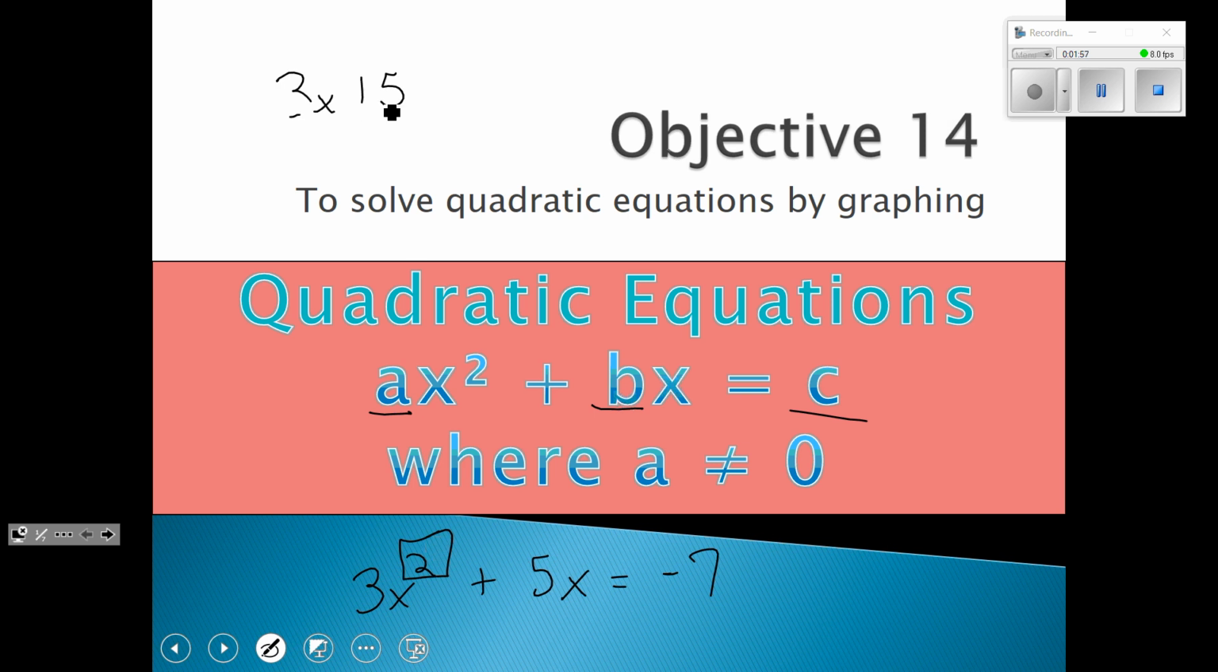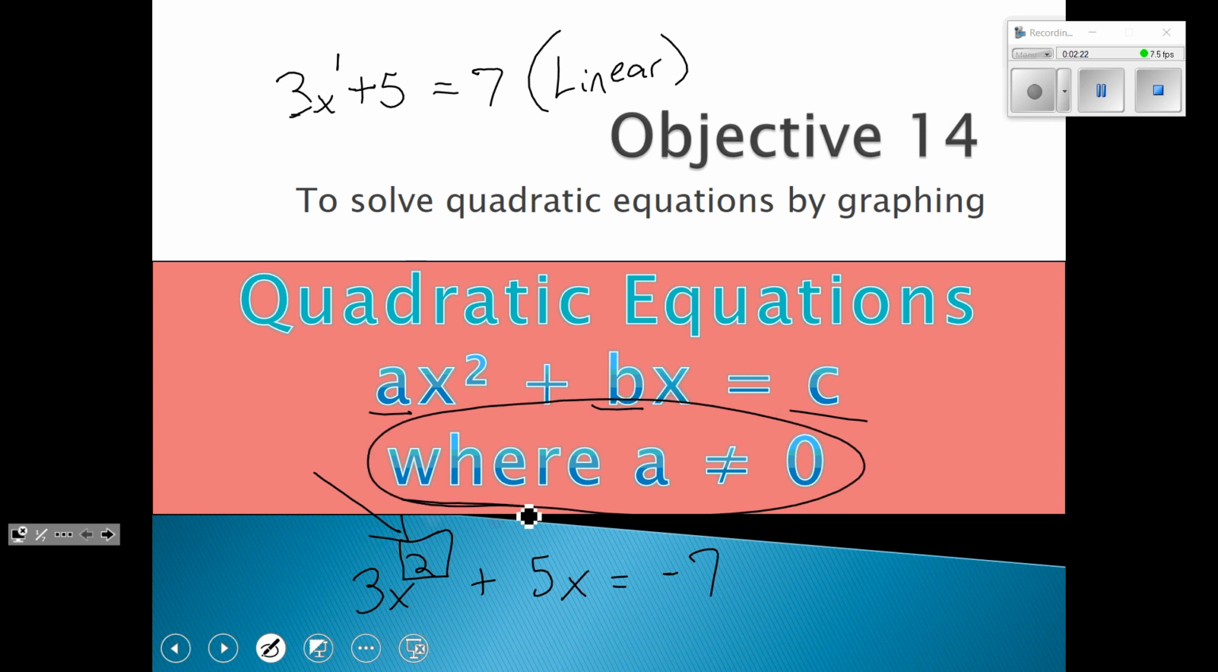The other equations we were solving before, like if you have 3x plus 5 equals 7, that is a linear equation, because x is to the first power. The highest degree you see is a 1, or an exponent of 1. Here, the exponent is 2. That's what makes it quadratic.